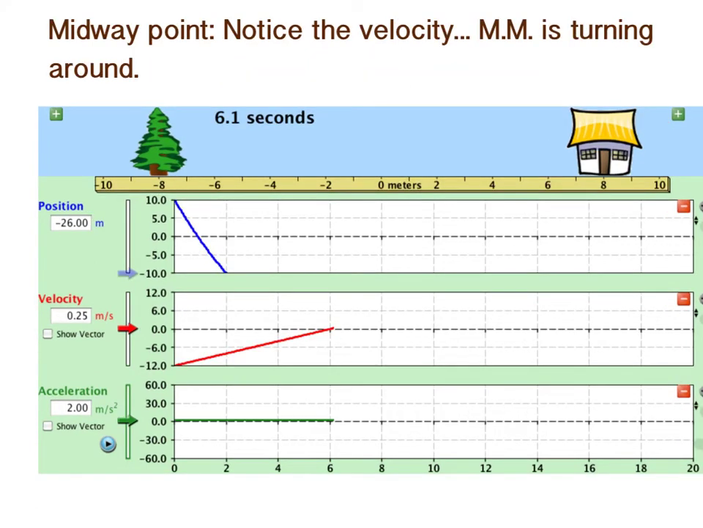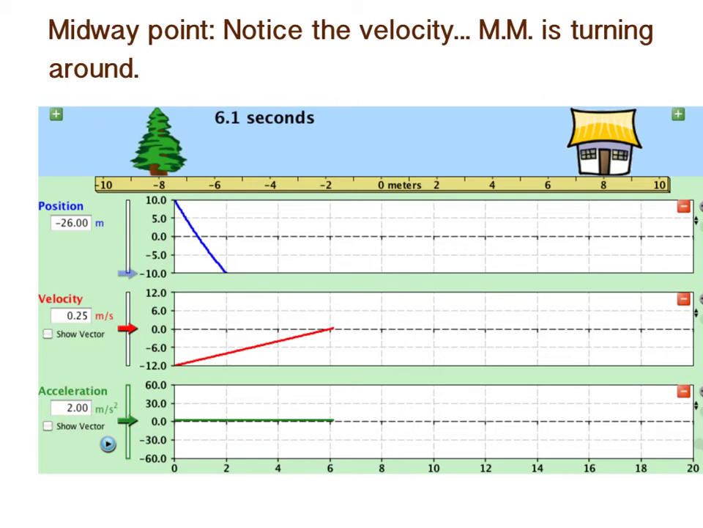So take a look at here. This is the midway point. I paused it at the very halfway, and the way I know it's the halfway point is because I can see what the velocity is, and it's very close to 0. I couldn't quite stop it at 0, but I stopped it very close to 0. He's actually heading back now. His velocity was negative, and now it's a positive 0.25 meters per second.